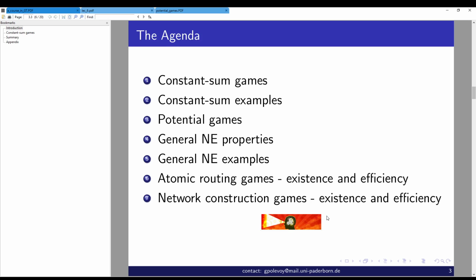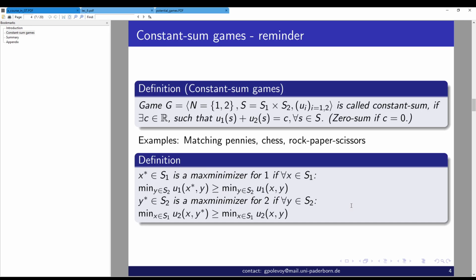And then we're going to look at the network construction games in a very simple case, and also we're going to look at the efficiency of those games. So not just that you have an equilibrium, but what can we promise about the, let's say, worst equilibrium from the point of view of the social welfare. So let us go to constant sum games.